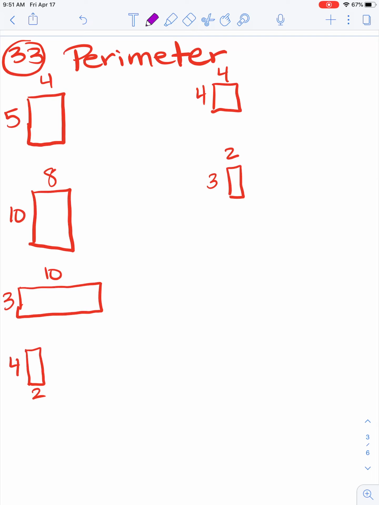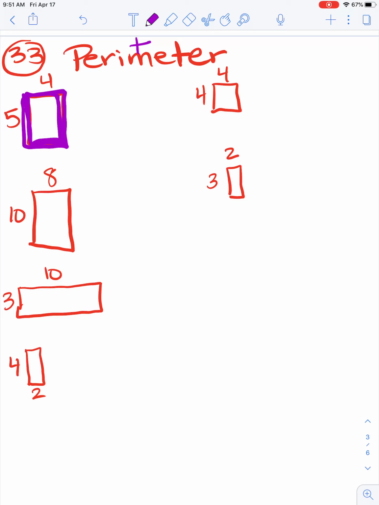Okay, so we are adding with perimeter. Well, I have 4 and 5. Are those all the sides I know? Absolutely not. I have to go all around the shape. All around the shape we go, shape we go, shape we go. All around the shape we go, perimeter.